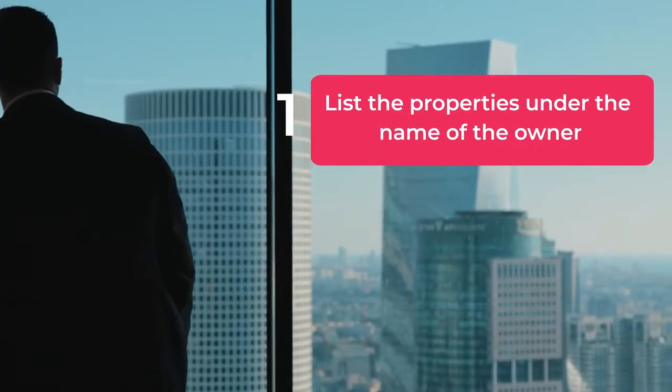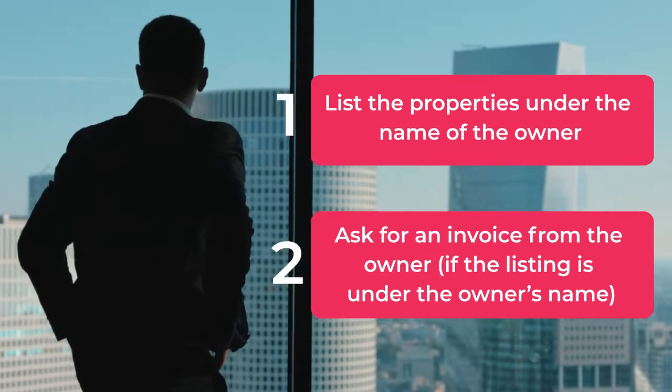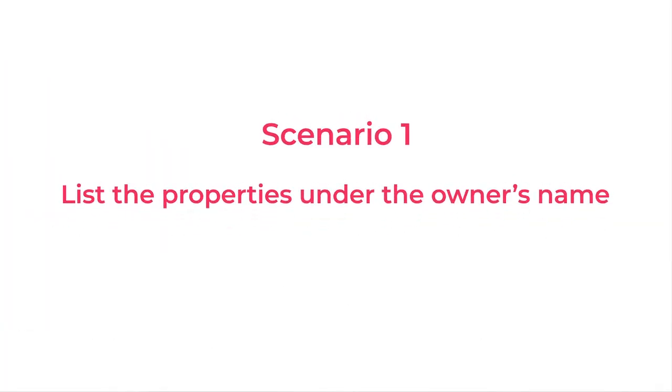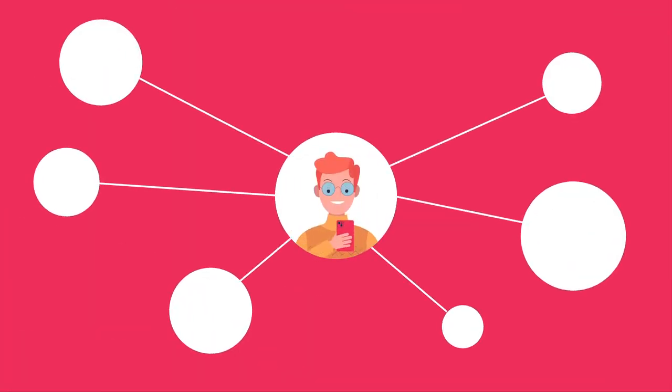1. List the properties under the name of the owner. 2. Ask for an invoice from the owner if the listing is under the owner's name. Scenario 1. List the properties under the owner's name. This is the simplest option from the management point of view for your business.